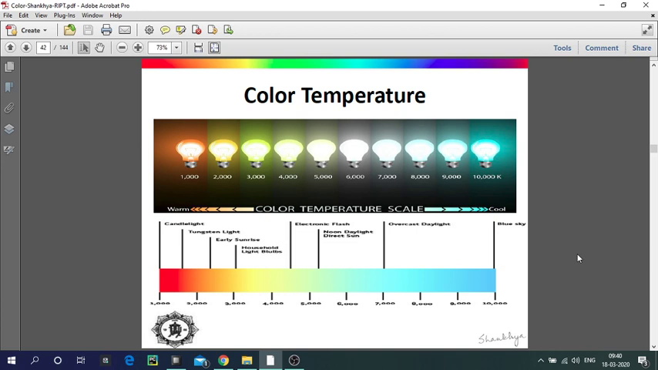So by definition, color temperature is defined as the temperature to which an ideal black body is heated or raised to emit a particular wavelength of color. That temperature at which the black body radiates that wavelength of color is known as the color temperature for that particular color.